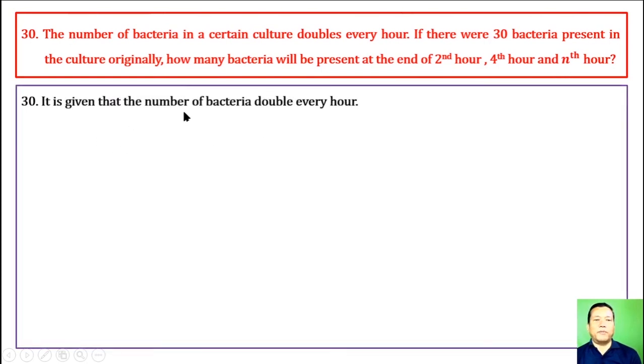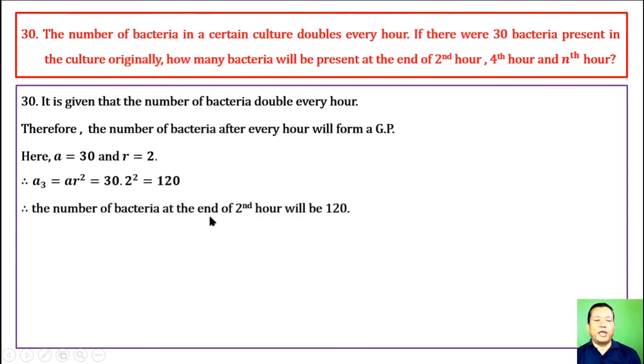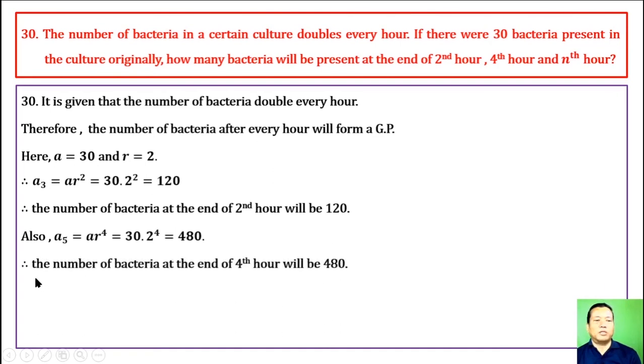It is given that the number of bacteria double every hour. Therefore, the number of bacteria after every hour will form a GP. Here a is 30, r is 2. Therefore, a3 is equal to ar square. a is 30, r is 2, we get 120. The number of bacteria at the end of second hour would be 120. Also, a5 is given by ar power 4, and put their respective values, we get 480. Therefore, the number of bacteria at the end of 4 hour will be 480.